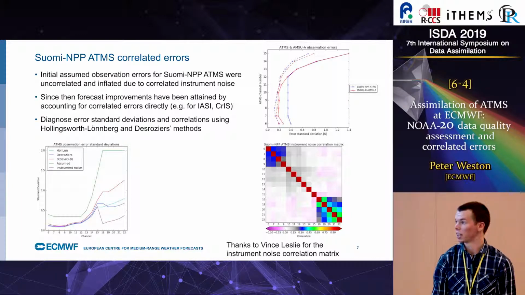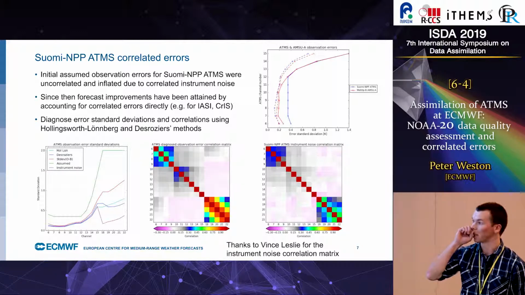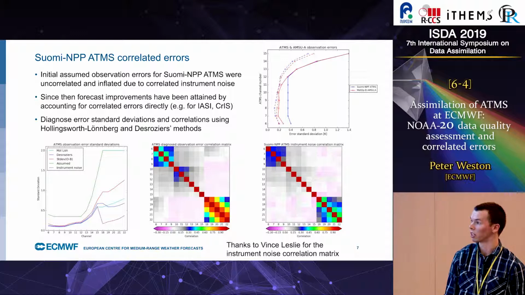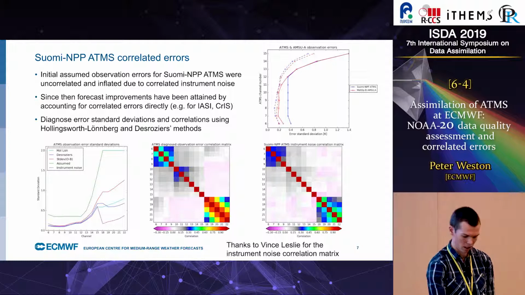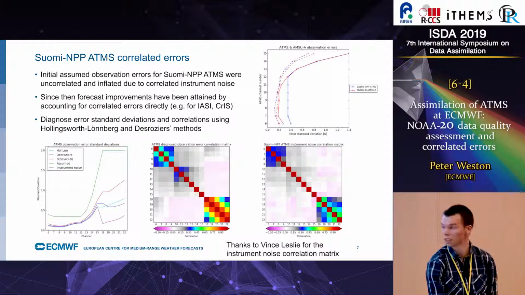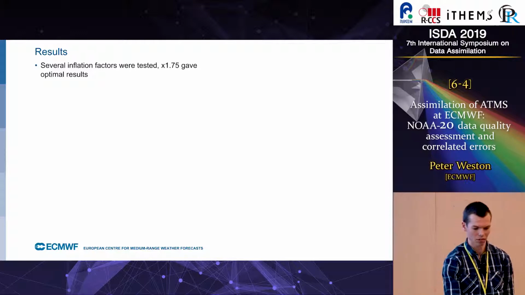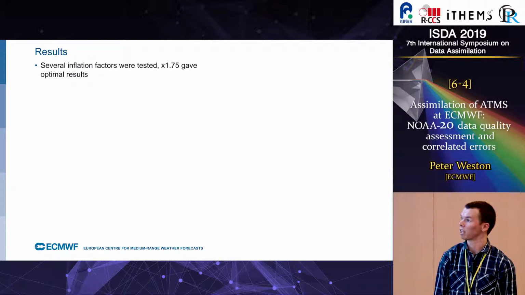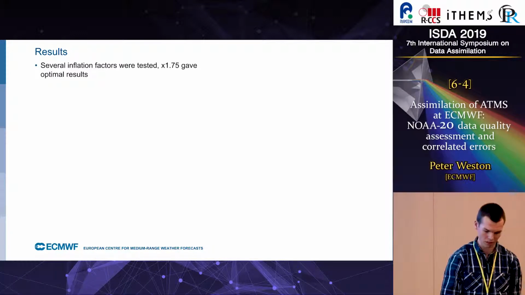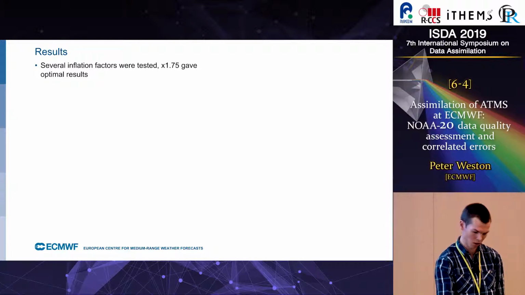What we can do is diagnose the error standard deviations here on the left and the correlations using these methods, Hollingsworth, Lönnberg, and Desroziers. And then we can feed that into our assimilation system and take account of these correlated errors explicitly. One thing I should say is we generally find that we have to inflate the error diagonal to get improved results. So I tested various different inflation factors and found that inflating by 1.75 gave optimal results.